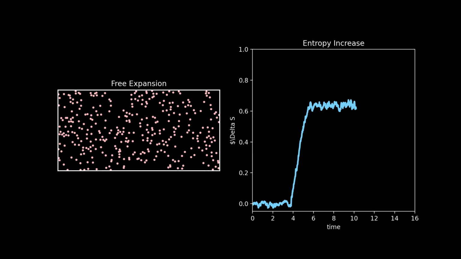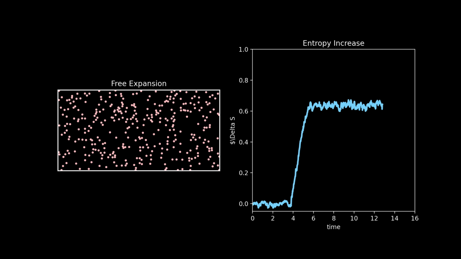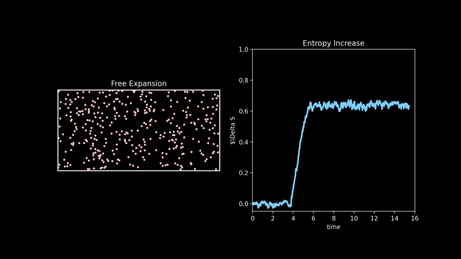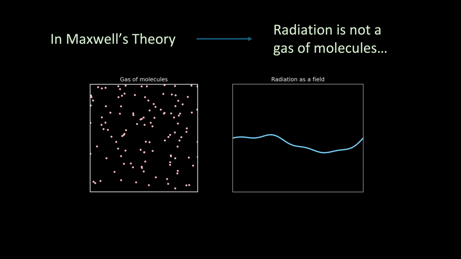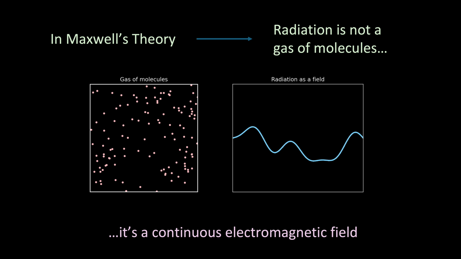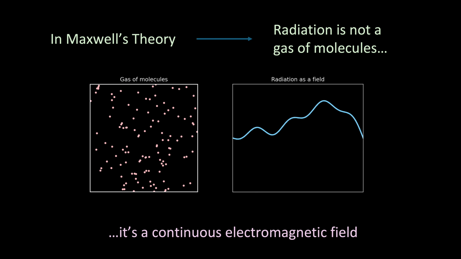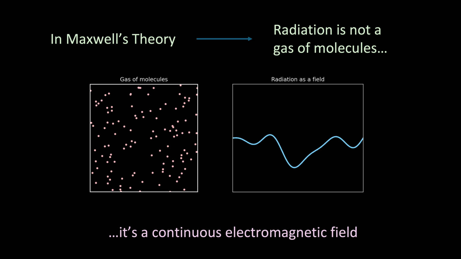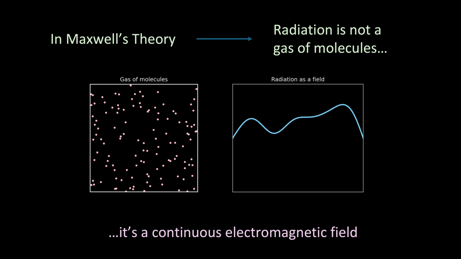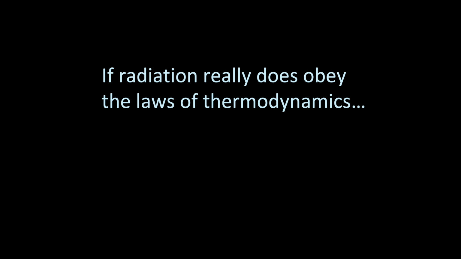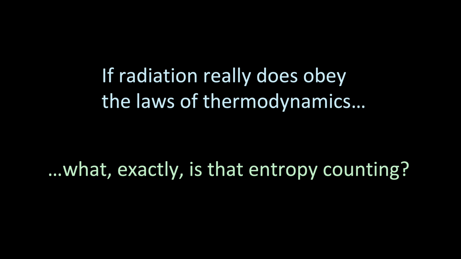There are simply more microscopic configurations available in the larger volume for the same number of particles and the same temperature. But in Maxwell's theory, radiation is not a gas of molecules. It's a continuous electromagnetic field described by smooth functions defined at every point in space and time. There are no obvious particles whose arrangements you could count in the way that you can for a material gas. And so the question becomes unavoidable. If radiation really does obey the laws of thermodynamics, then what exactly is that entropy counting?